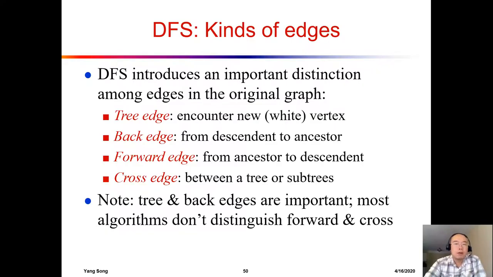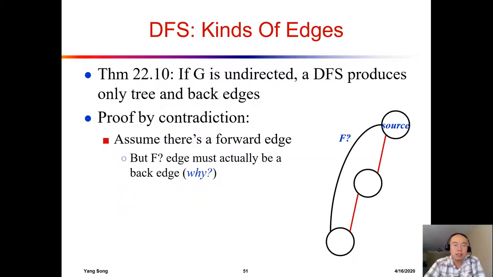Okay, so using the DFS, we can introduce the definition of the four different types of edges. Usually, for most algorithms, we will distinguish the tree edges and the back edges. But usually, people don't emphasize distinguishing the forward edges and the cross edges. And here is a theorem in our textbook, theorem 20.10.